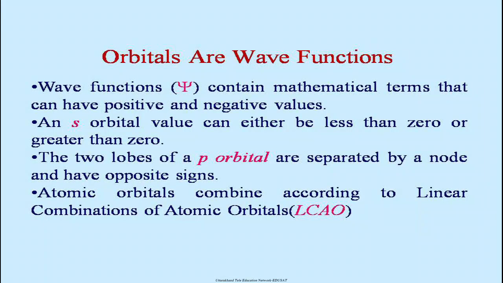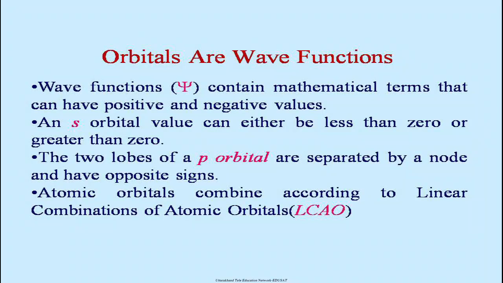Orbitals are known as wave functions in modern quantum mechanics. The wave function psi contains mathematical terms that can have positive and negative values. Their positive and negative values determine the bonding and anti-bonding conditions. An s orbital value can be either less than 0 or greater than 0. The two lobes of p orbitals are separated by a node and have opposite sign. Same sign overlapping will favor bonding and opposite sign favors anti-bonding.